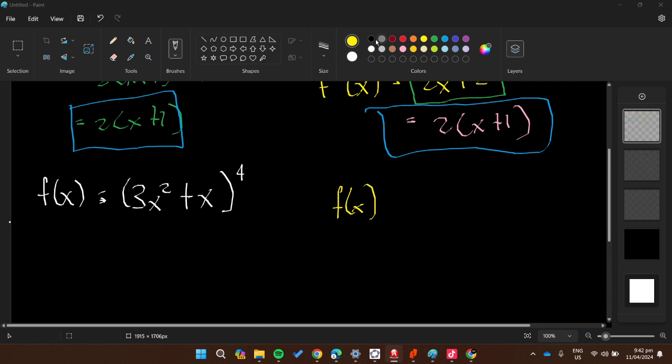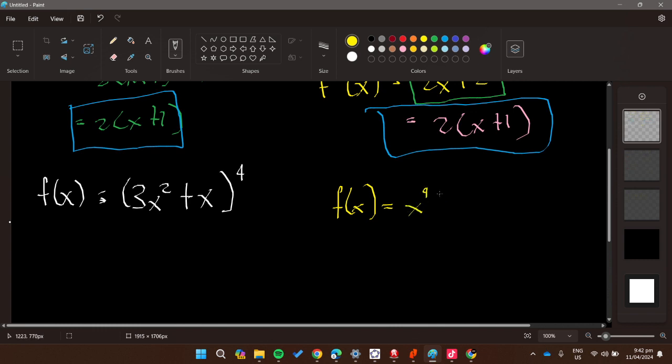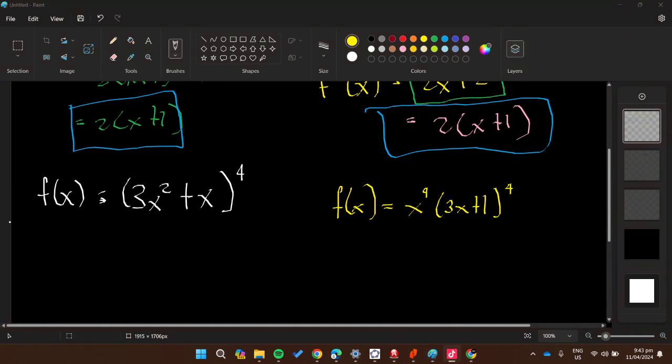This is just equal to x to the 4th power times 3x plus 1 to the 4th power. Yeah, that's correct. So this will be our equivalent function. So let's try to do first.